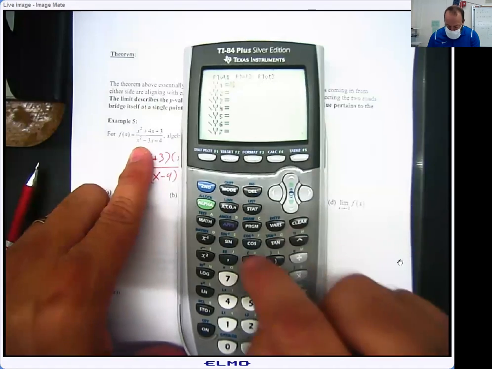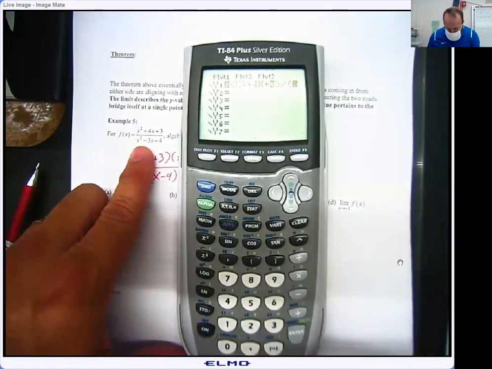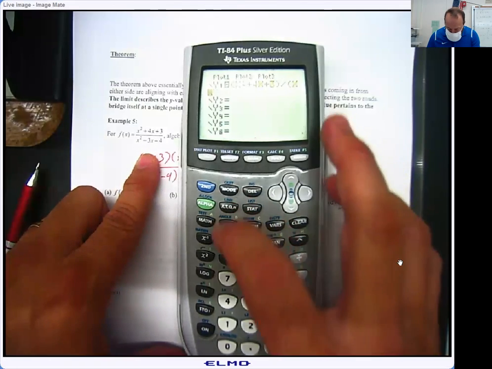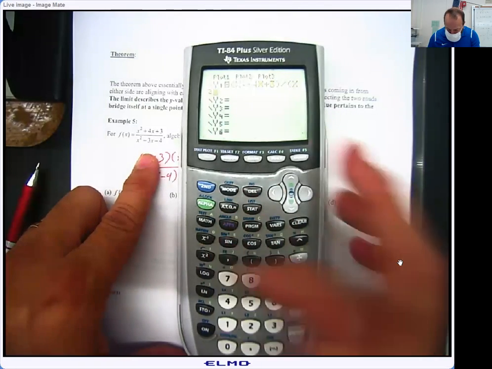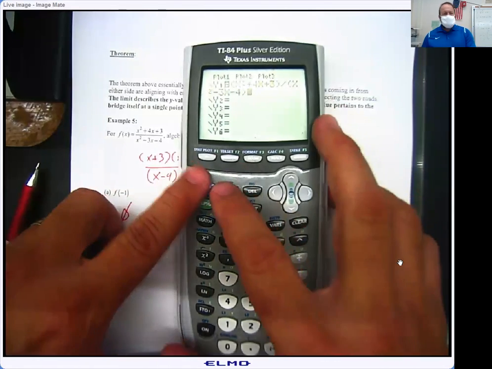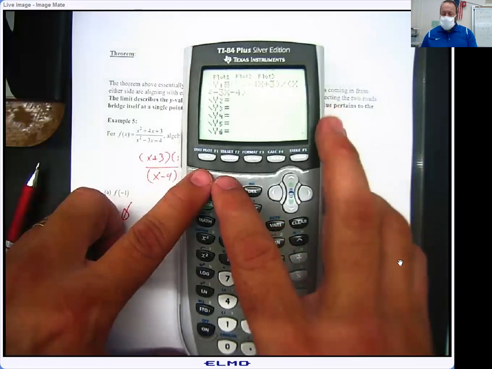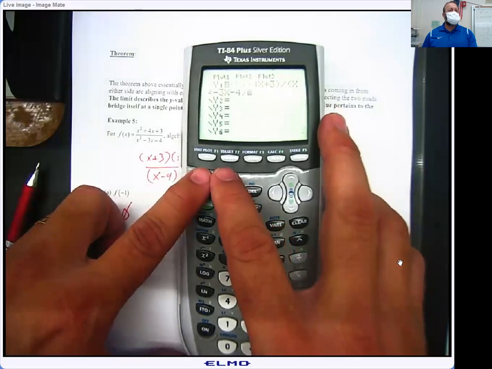I was actually hoping you would say x squared plus 4x plus 3, x squared minus 3x minus 4. That was weird. I think there's a helicopter that just went over the top because I just felt the buffeting.